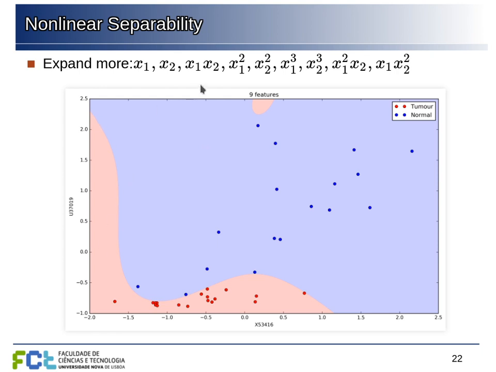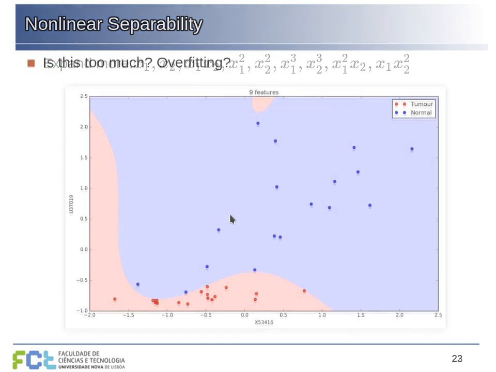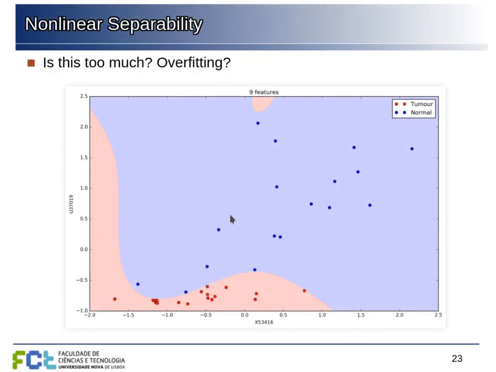Of course, there is a problem. If we overdo it, we get some strange things. For example, here our classifier is saying that a point there will be considered a tumor, and there does not seem to be any reason for that. So this is that problem that we saw previously of overfitting. Okay, so what can we do to try to prevent this?